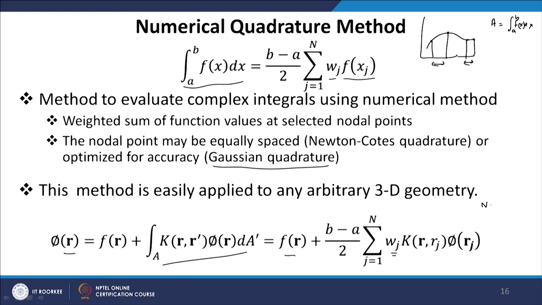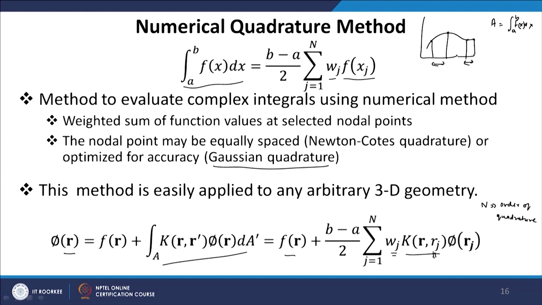Now, n is the order of quadrature. We may have 4 point quadrature, we may have 8 point quadrature. Mostly 8-point quadrature for Gaussian works fine. So, the value of n can be 8, with the kernel function evaluated at the nodes r_j and the function phi also evaluated at the same nodes. So, this converts the integral into an algebraic equation, which is very easy to solve. Once we know the weights and the function values, we can solve this equation.